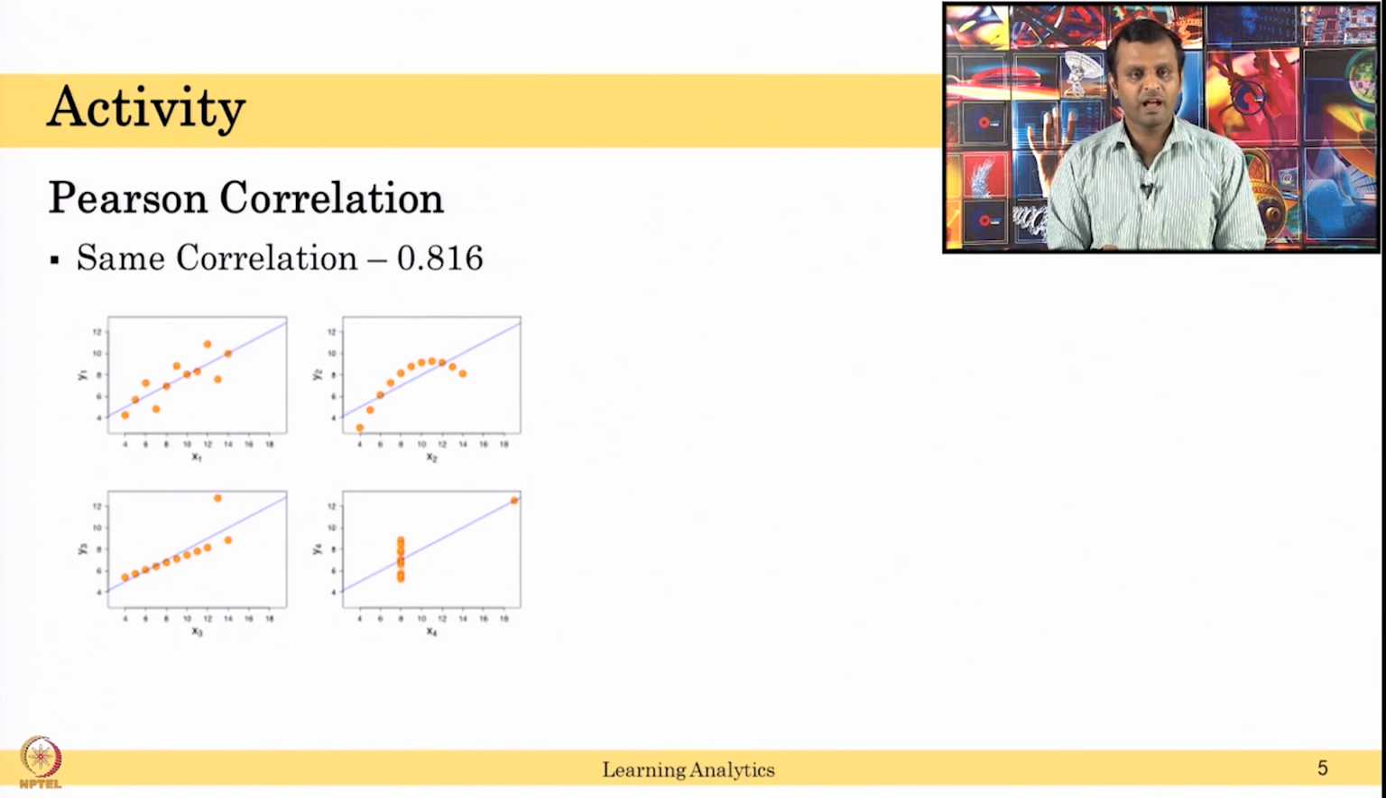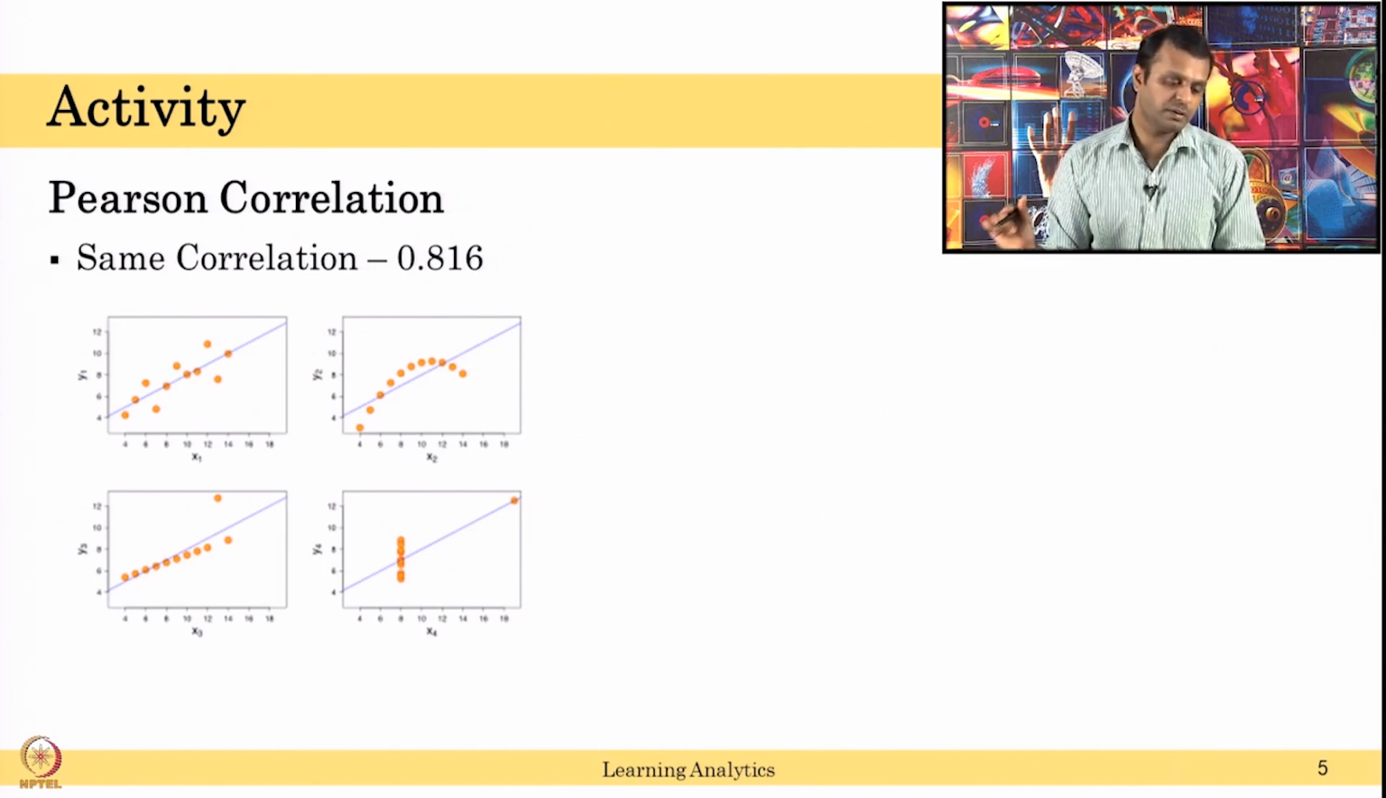So, all of them have the same correlation coefficient, you might have guessed it correctly. Why? In the last video we talked about the drawbacks of Pearson correlation, right. This example actually gives you all the details of that. Let us look at it.